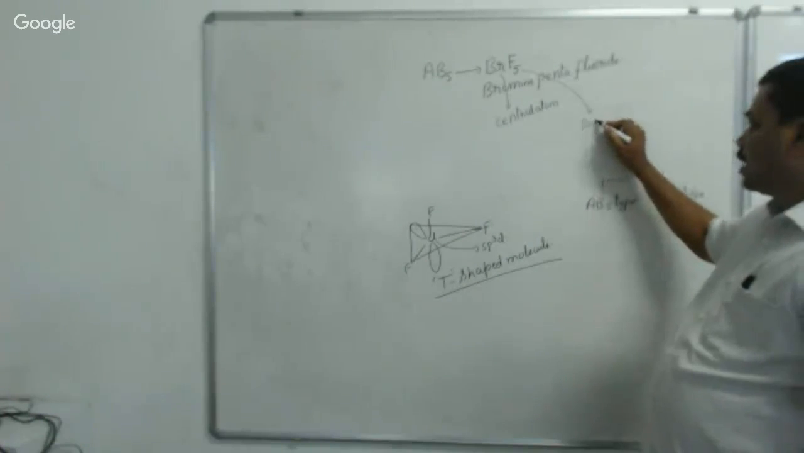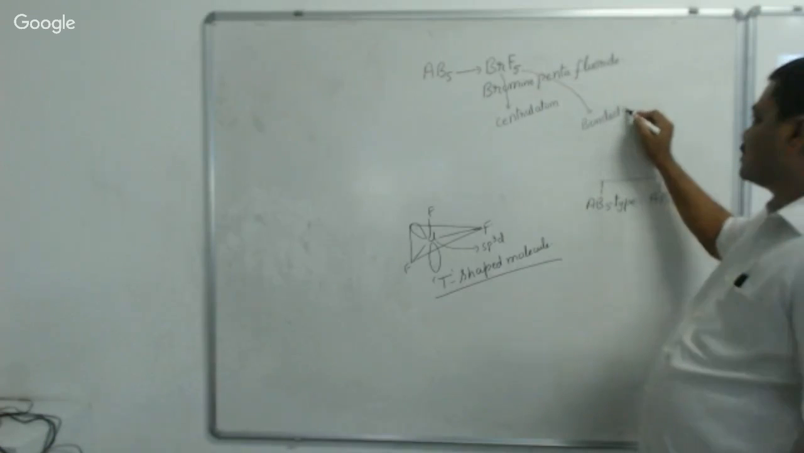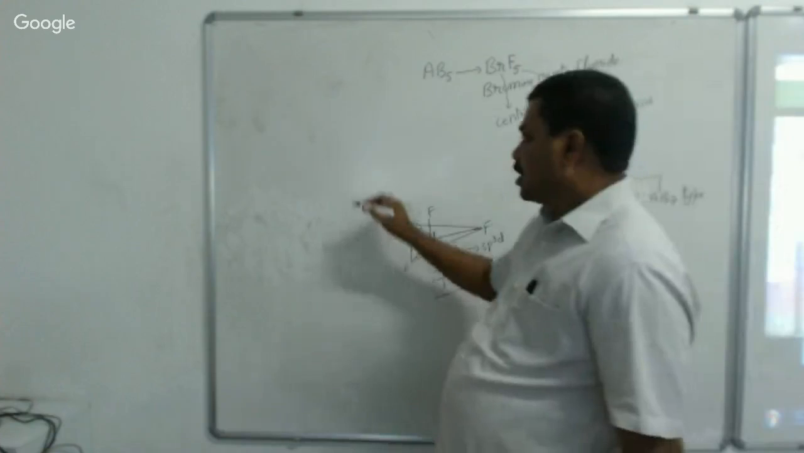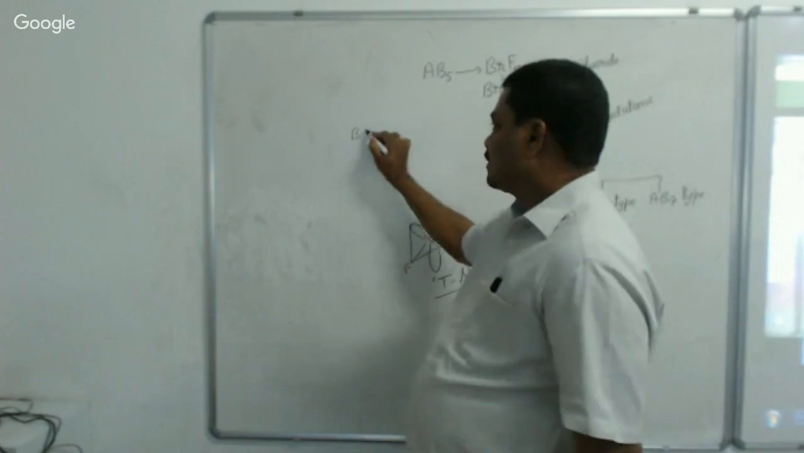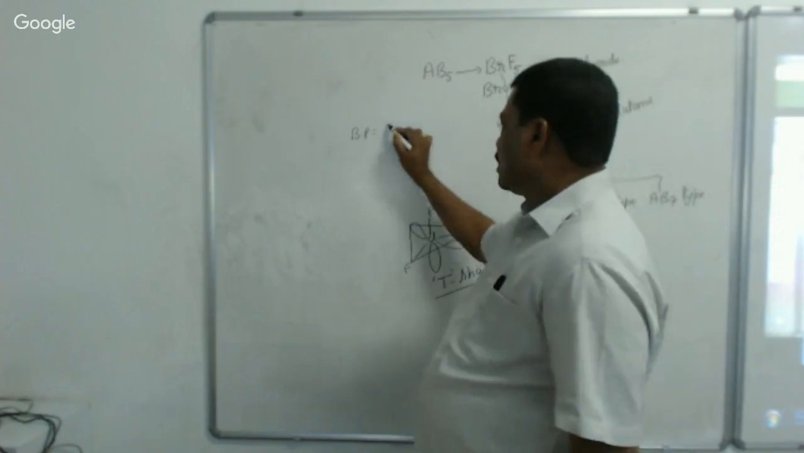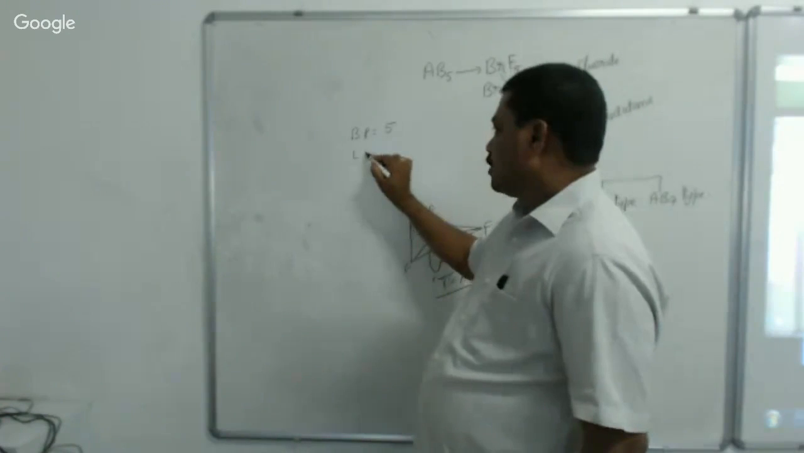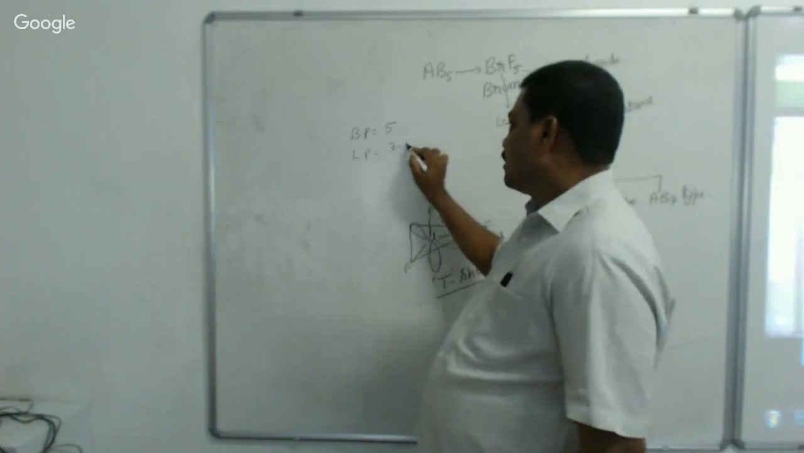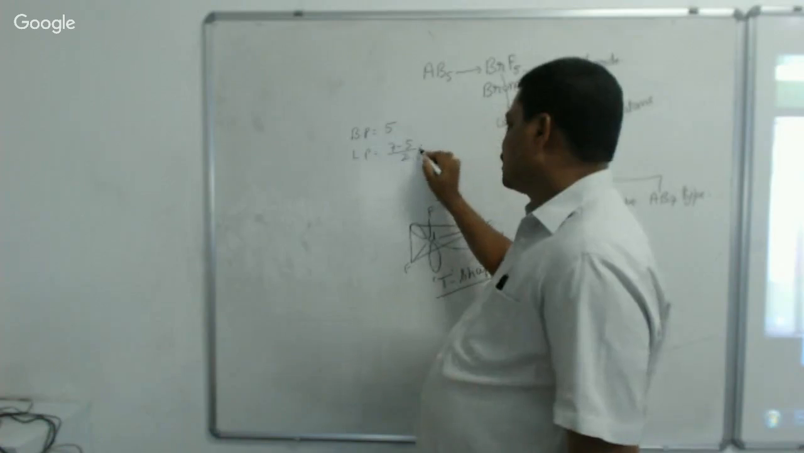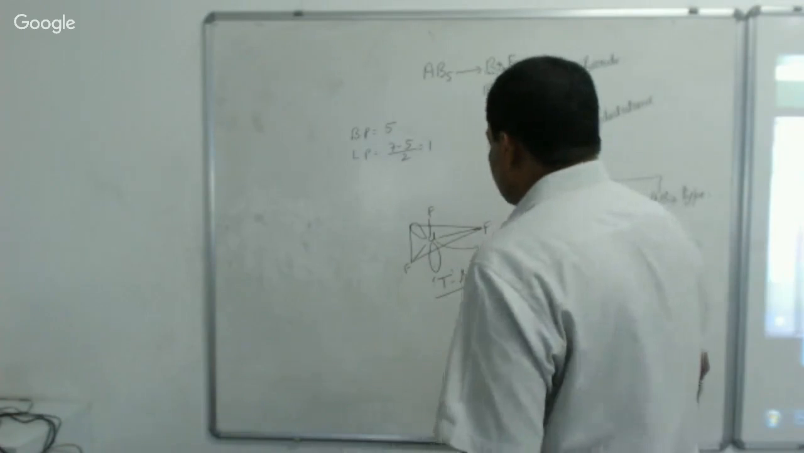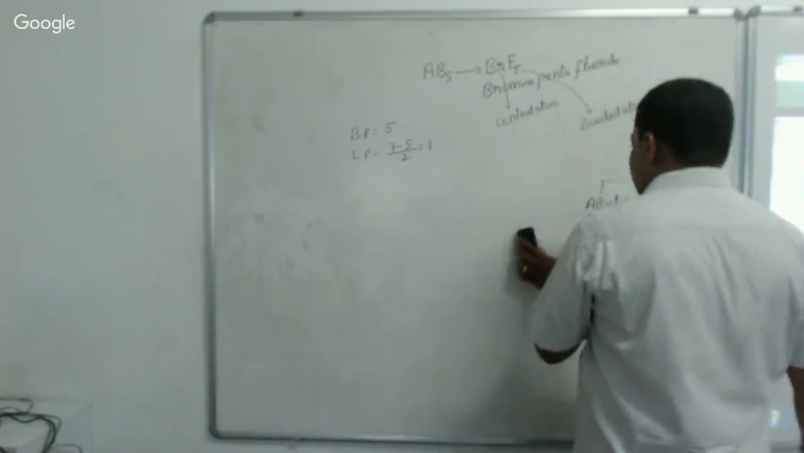These are bonded atoms. What is the number of bond pairs? What is the number of bonded atoms? 5. What is the number of lone pairs? 7 minus 5, 2... 1 lone pair. So total 6 pairs.